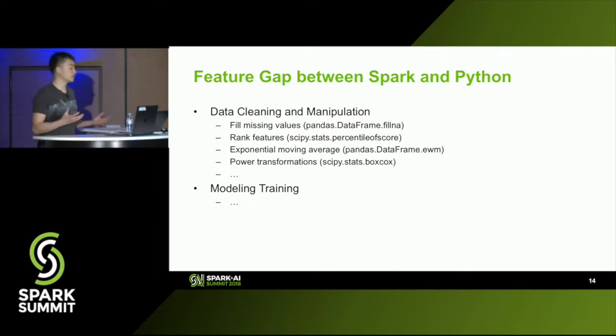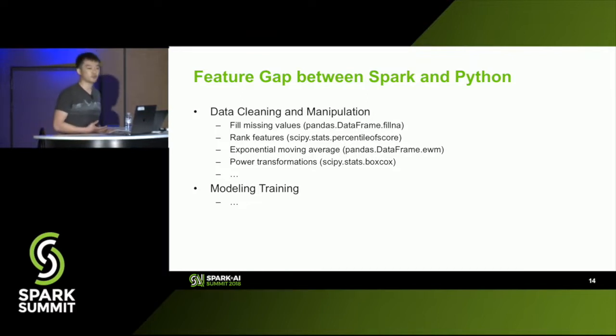And if we look at the bigger picture, it's not just an issue with filling missing values. These are actual questions that people have come to me and asked how to do in Spark, and I struggle to answer these because those people are so comfortable and familiar with the Python libraries. They just expect to find the same answer in Spark SQL, which does not exist today in a lot of cases. And not to mention the model training libraries, another big set of things that's missing in the feature gap.